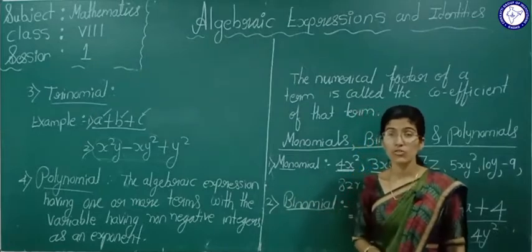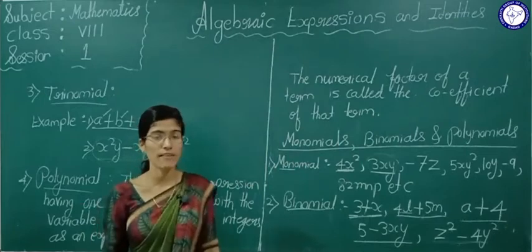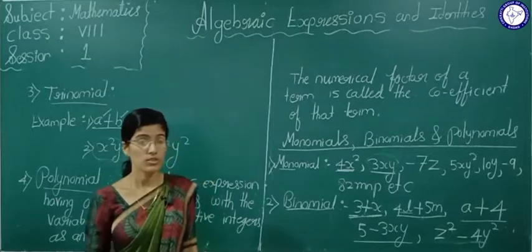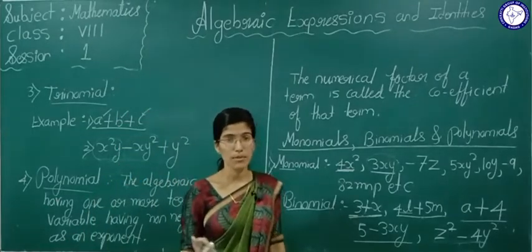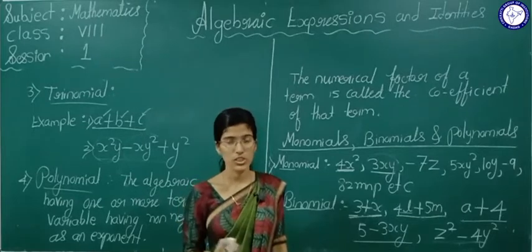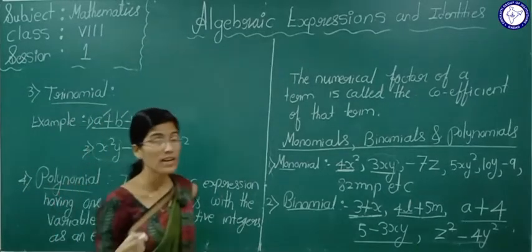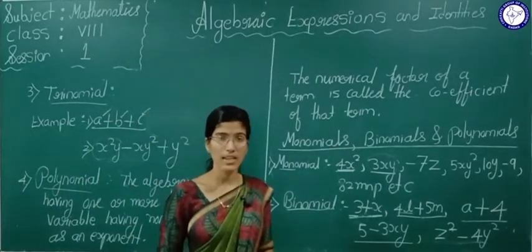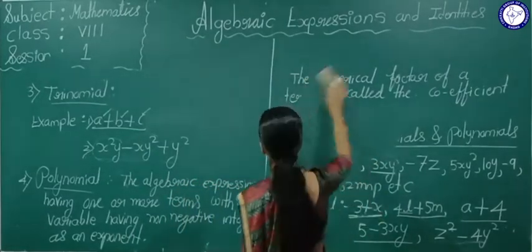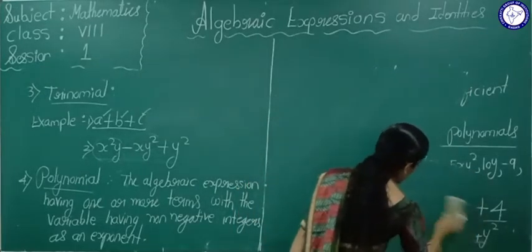Just to know the definition here, polynomial means the algebraic expression having one or more terms. How many terms, we can't define. It may be 1000 or 10,000 terms, we don't know how many. That's why the definition is, the algebraic expression having one or more terms. It may be any number of terms. And one more condition, what is that? With the variable having non-negative integers as an exponent.